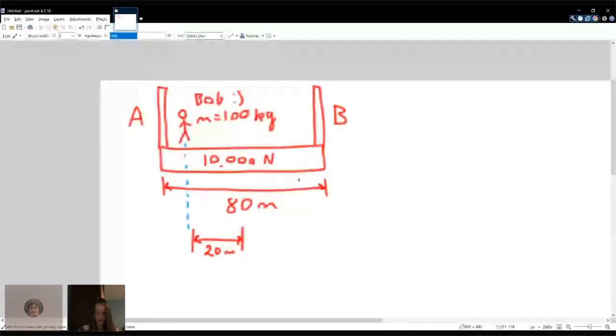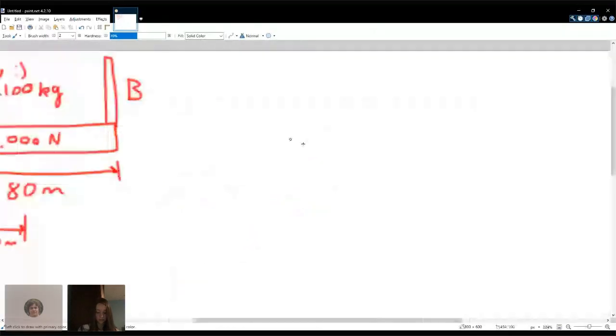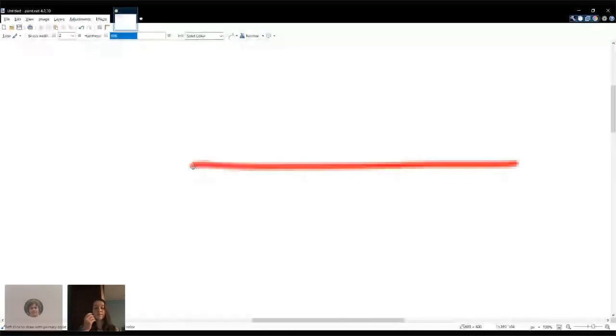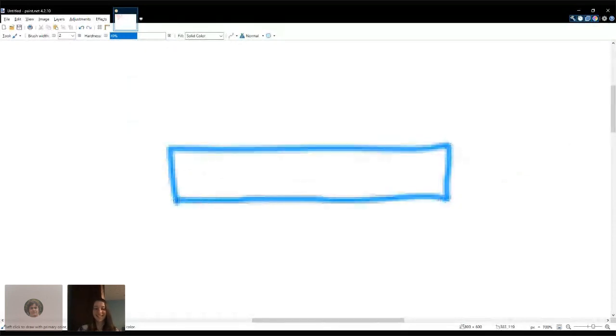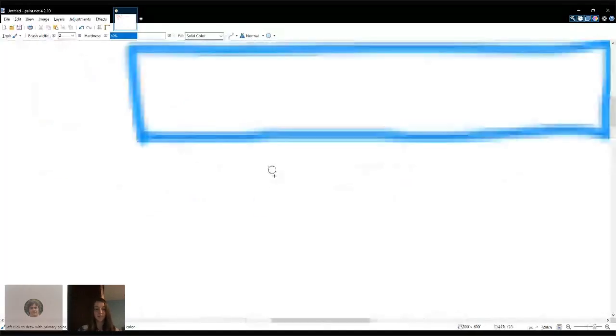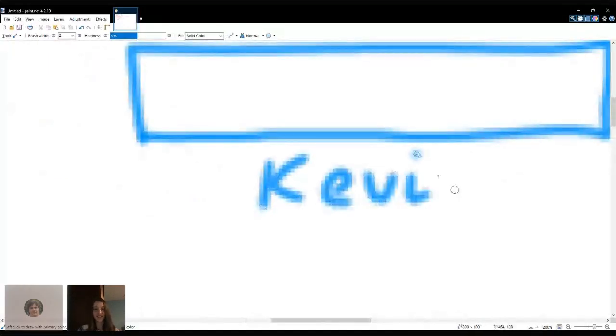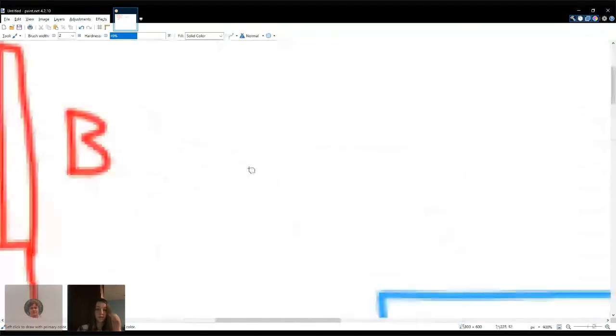Okay, so identify all the sources of torque, I believe, is what we have to do first. So when we draw the free-body diagram for the bridge, I'm going to use a different color because there's a lot of red on this document right now. So this is the bridge. We'll name him Kevin. So the forces. Let's define a positive direction first. We'll say counterclockwise is the positive direction.